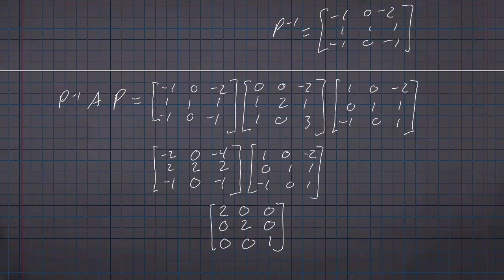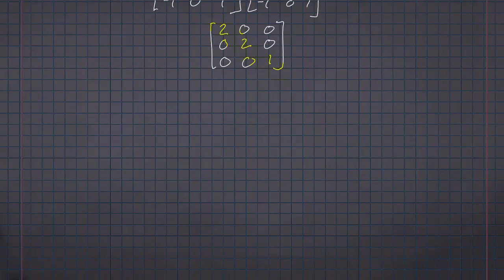But what I want you to notice is not only do we have a diagonal matrix, look at the entries on that main diagonal. 2, 2, 1. When we set up matrix P, the first column was an eigenvector corresponding to eigenvalue 2. The second column was an eigenvector corresponding to the eigenvalue of 2. And the third column was an eigenvector corresponding to the eigenvalue of 1. That is not a coincidence.